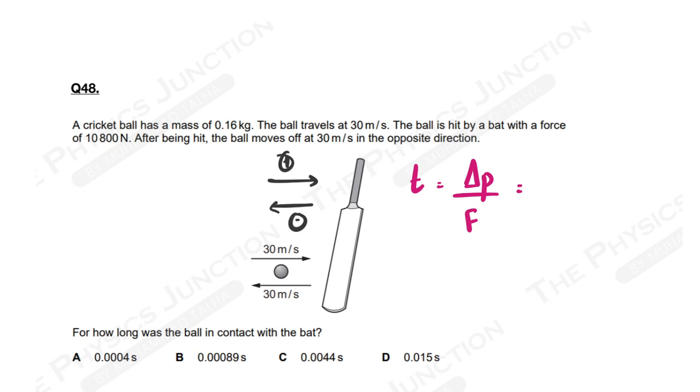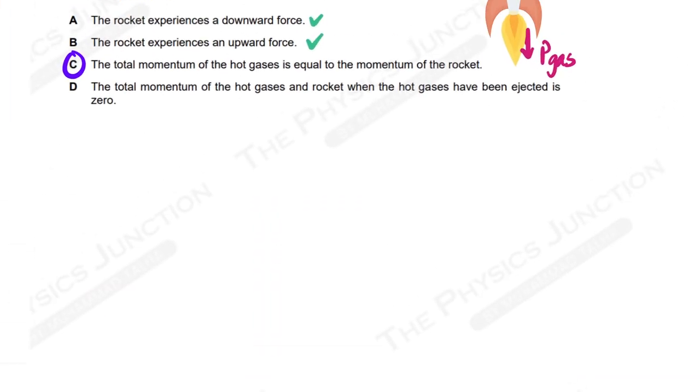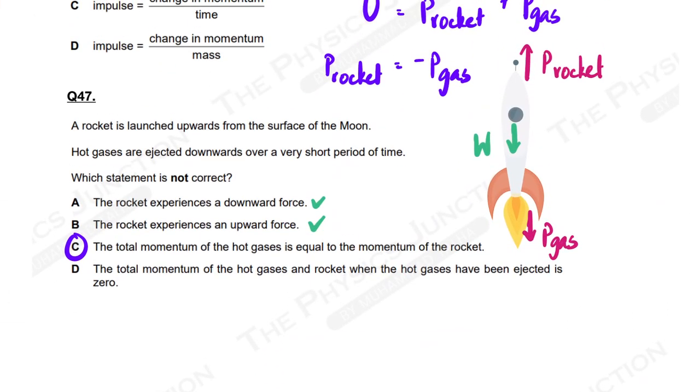So change in momentum would be mv minus mu. Mass is this much. V is to the left. So this is negative 30. So minus 30 minus plus 30, because that was to the right, divided by the force, which is 10,800. So using this, you can find the time in contact, which is 8.89 into 10 to the negative 4. So that's option B. Also, just a closing note for anybody who might be using my past papers, the option A is circled, that's wrong. C is the correct answer for this one.